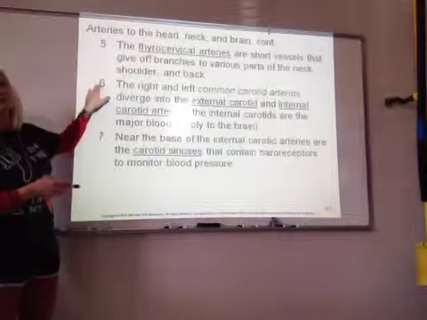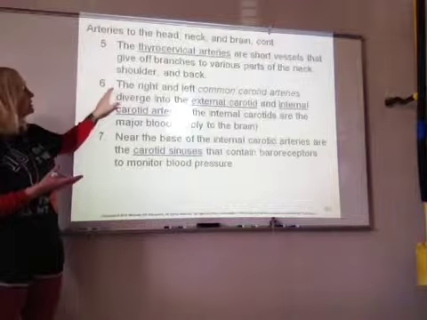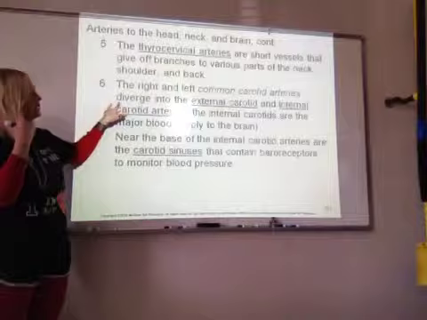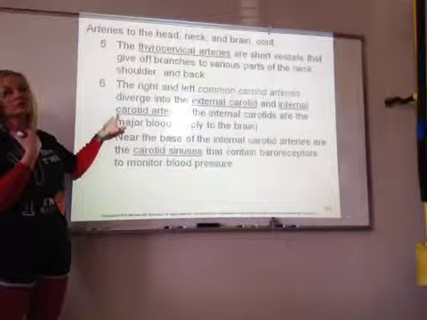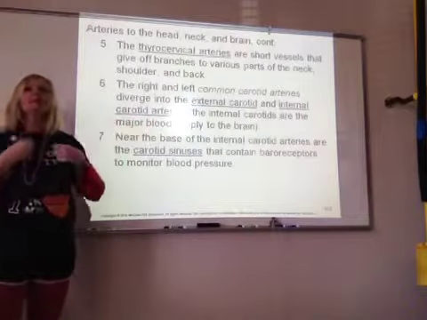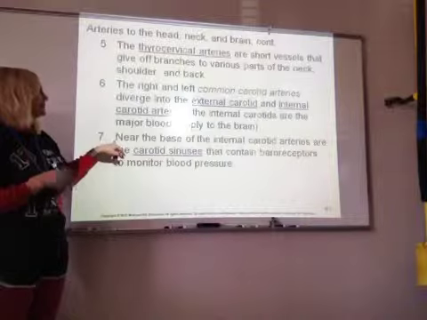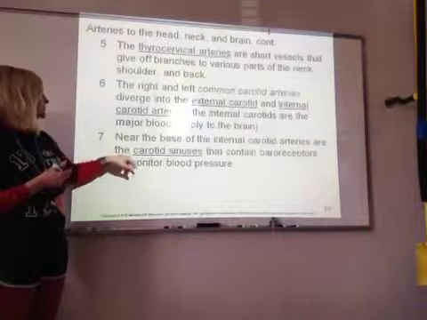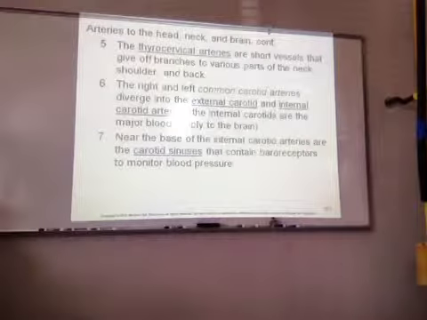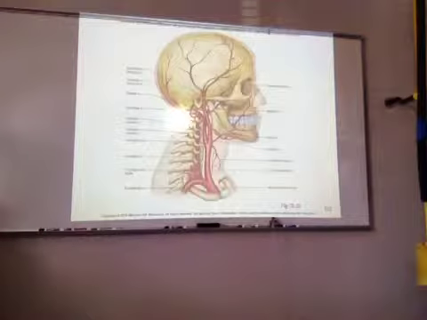The others you will. So the right and left common carotid arteries diverge, they break off into an external carotid and internal carotid. Internal carotids are the main branch that's going to go to your brain. Near the base of the internal carotid arteries, there's the carotid sinuses. They do contain some baroreceptors to monitor blood pressure.